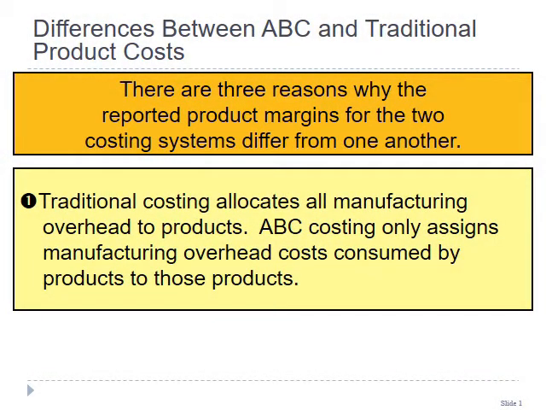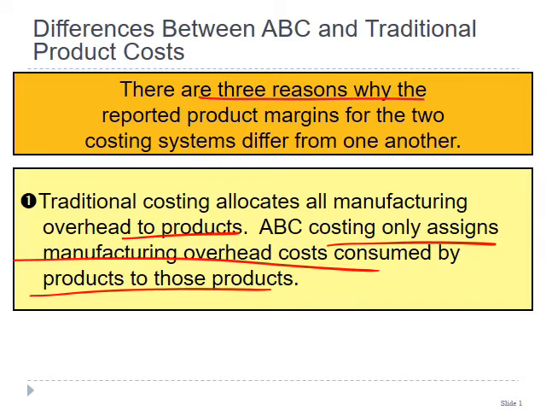So the question arises why there is a difference. There can be many reasons, but we're going to categorize it that there are three main reasons why the product margin for the two costing systems differs from one another. The first reason is that the traditional costing allocates all manufacturing overhead costs to a product, while ABC costing only assigns manufacturing overhead costs consumed by these two products.